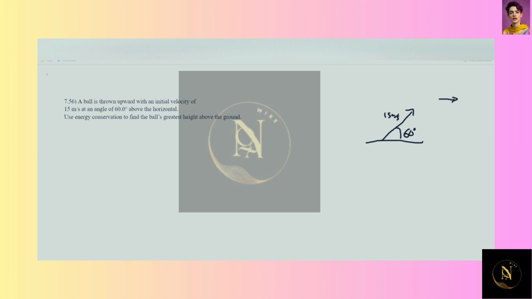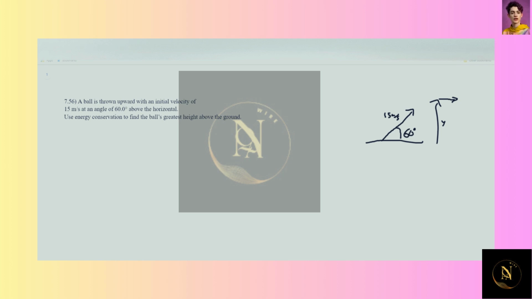A ball is thrown upward with initial velocity of 15 meters per second at an angle of 60 degrees above the horizontal, and we use energy conservation to find the ball's greatest height above the ground. Okay, so then that's going to be this right here. The ball is still going to have some kind of horizontal velocity component, but we're supposed to find the height above the ground at that point.